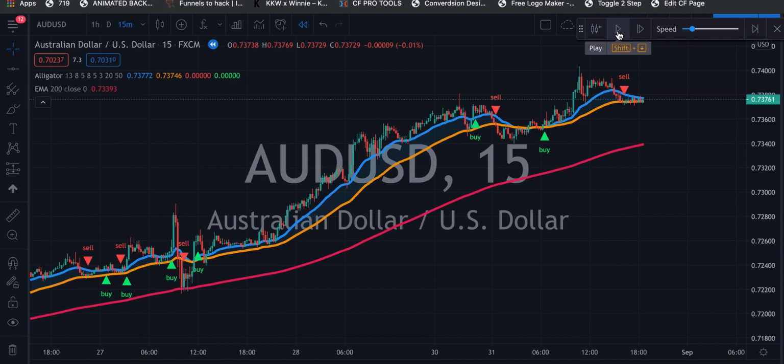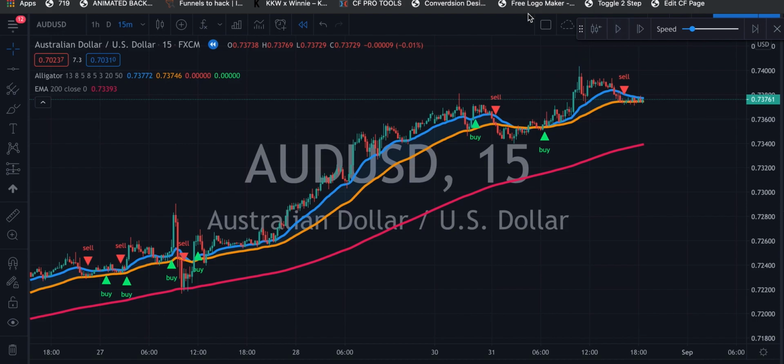So the buy or sell is our alert. Based off of one of our strategies, it tells you when to buy or sell. The blue and orange lines are basically your support and resistance. And then the purple line is your trend line, so basically your overall trend.